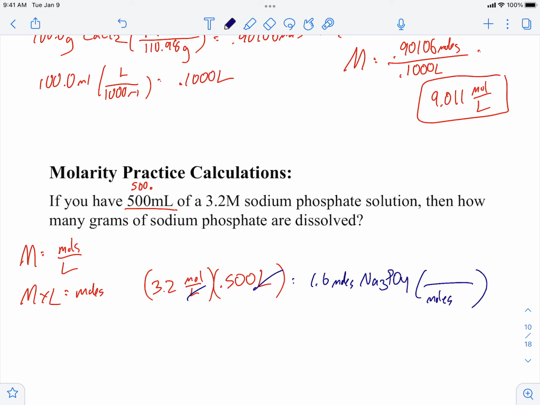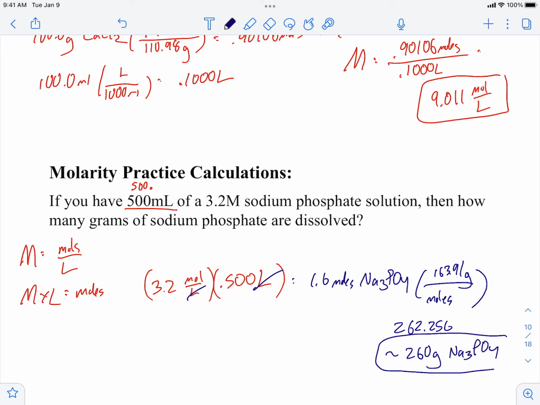The question was asking for grams, so we need the molar mass of this. So 22.98 times 3 plus 30.97 plus 64. That's not right. Let me do that again. 163.91 grams per mole. So 262.256. We're only going to be allowed to keep 2 sig figs, so we'll call it 260 grams.